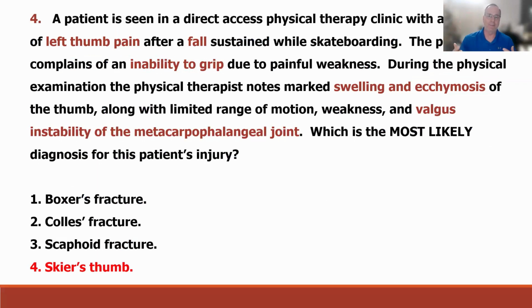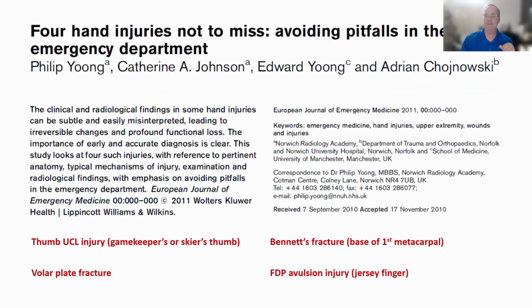And so gamekeeper's thumb is the term that is typically applied if there's repeated microtrauma that leads to instability of the joint. Skier's thumb is the term that is applied when we're thinking about more of an acute injury. So that person that falls down, they've got the ski pole in their hand and they fall and have a traumatic acute injury to the thumb. In this case, the scenario was somebody skateboarding who had a similar mechanism of injury.